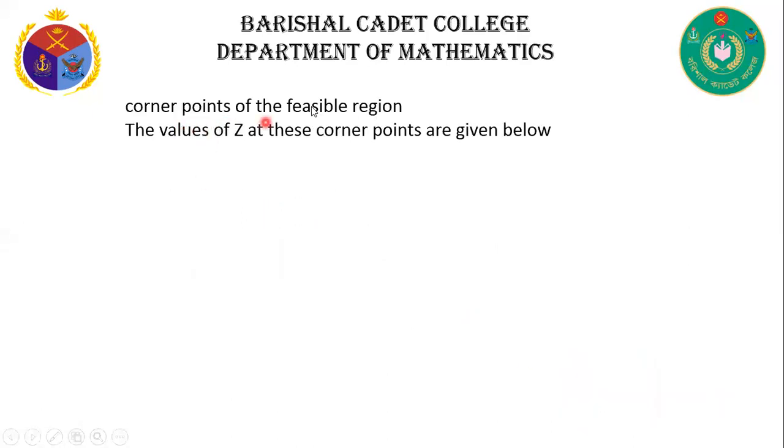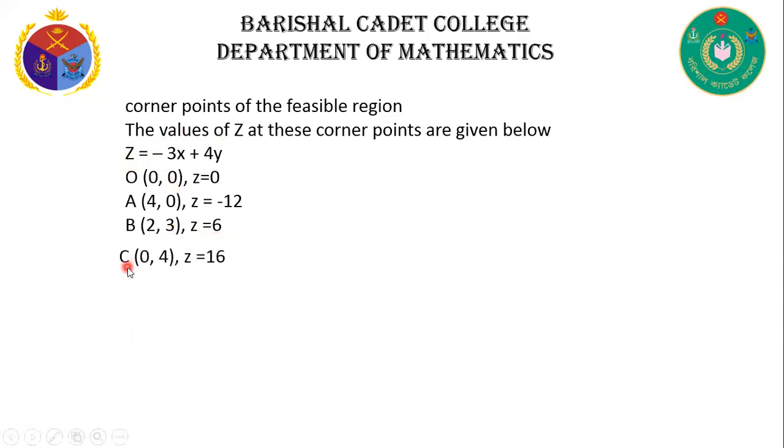So the corner points of the feasible region for Z are given below. First one is 0, 0, that means Z is equal to 0. Second point A is 4, 0, that means x is equal to 4 and y is equal to 0. That means Z is equal to minus 12. And third point B is 2, 3, that means x is equal to 2 and y is equal to 3. Putting these in, Z is equal to 6. In the same way, C gives Z equal to 16.